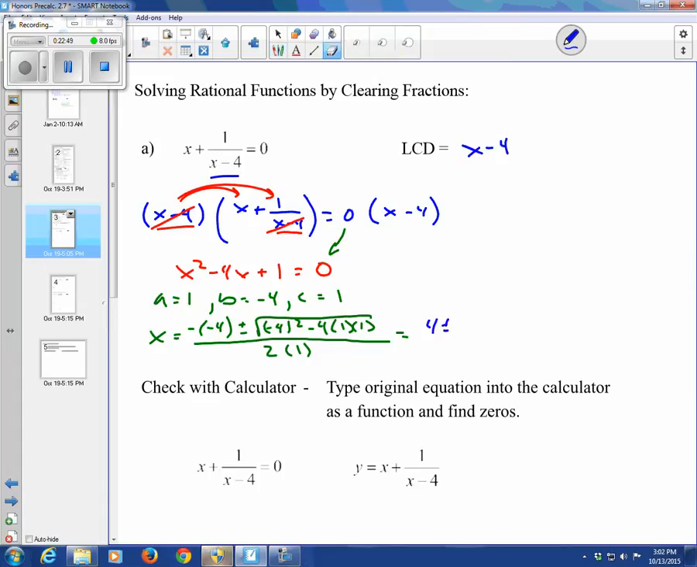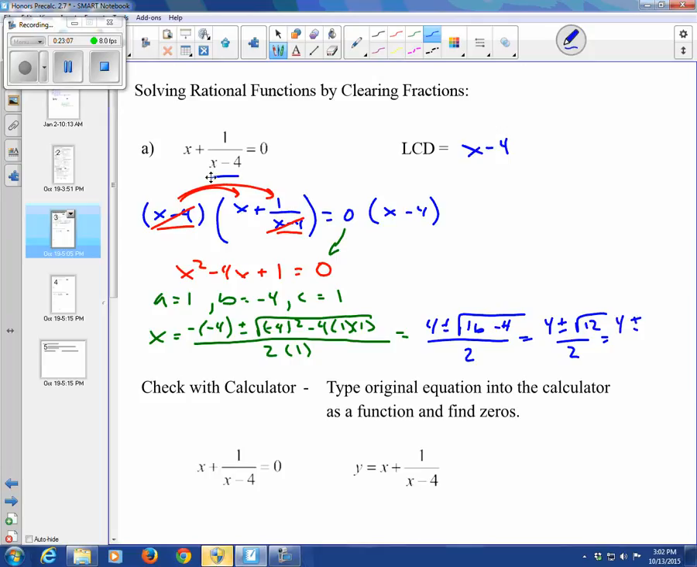So we get 4 plus or minus the square root of 16 minus 4, over 2, which is going to give us 4 plus or minus the square root of 12 over 2. We can simplify this a little bit. We can say it's 4 plus or minus the square root of 4 times the square root of 3, which would give us 2 times the square root of 3. And then we can say that our two solutions are going to be x equals 2 plus the square root of 3, and x equals 2 minus the square root of 3.